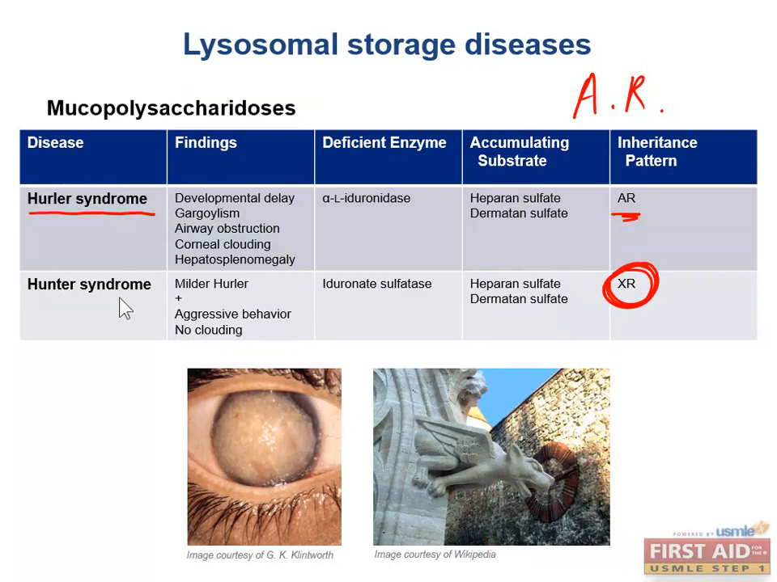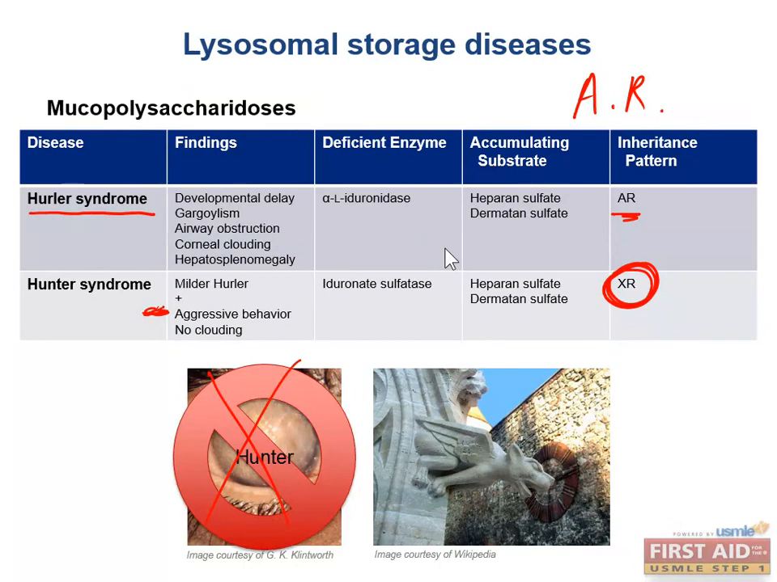Now, Hunter's is kind of the milder form of Hurler syndrome without the corneal clouding, so you're not going to have that, but it is going to include more aggressive behavior here. Notice how the same products are going to accumulate in both mucopolysaccharidoses, and that includes heparan sulfate and dermatan sulfate.